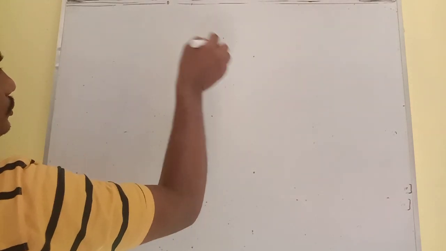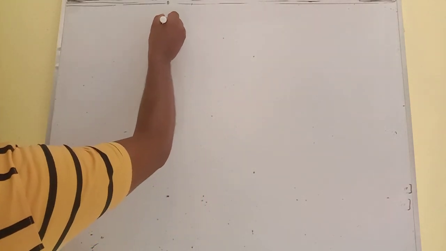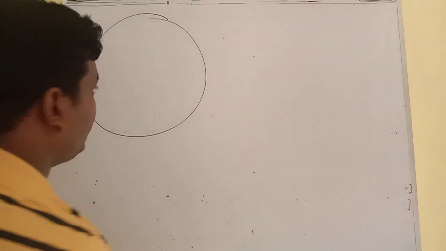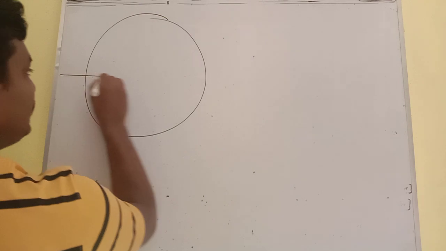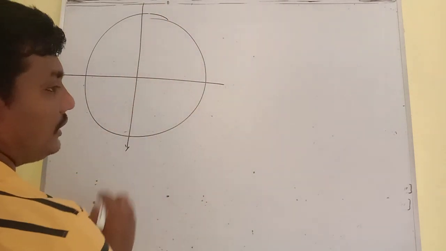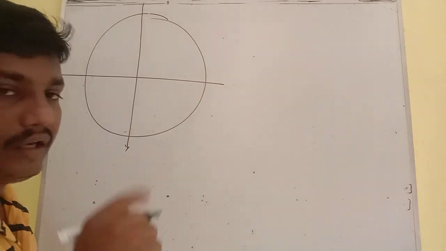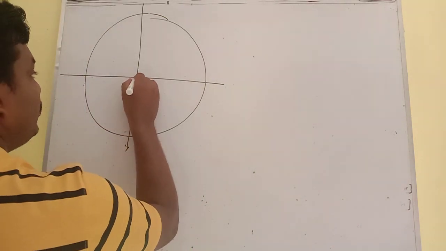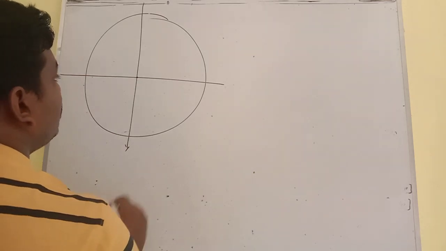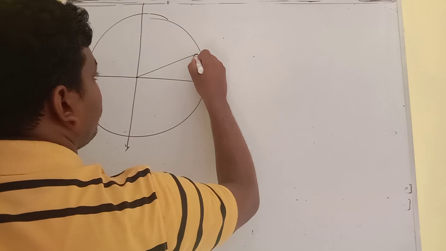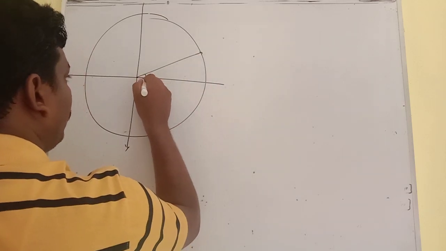To do this, we have to consider a unit circle. This is the x-axis and this is the y-axis. If you consider a unit circle, it means the radius is 1 unit. We are going to consider the radius as 1 unit. Now this is a fixed point, and we have to draw a ray by making an angle alpha.